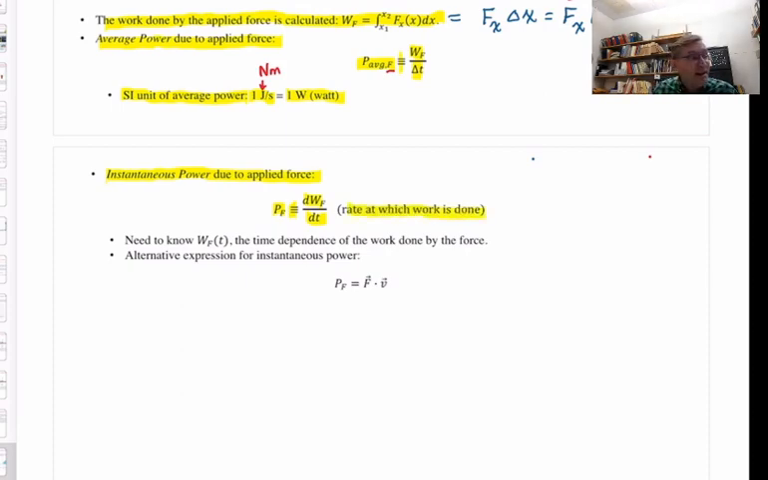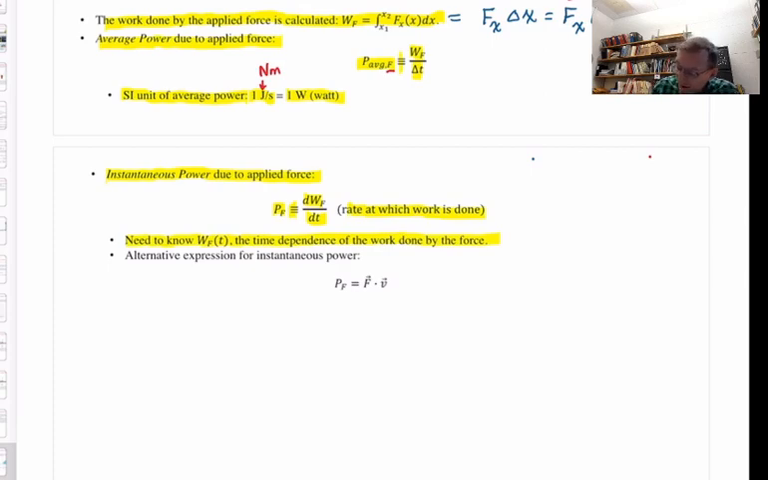Okay? That's what instantaneous power is, the rate at which work is done. What is the rate that work is being done at a given moment? Note, in order to do that derivative, dWf/dt, you need to know the time dependence of the work done by the force. You need to know how Wf is a function of t. How does it depend on time? Then you take the derivative of it.